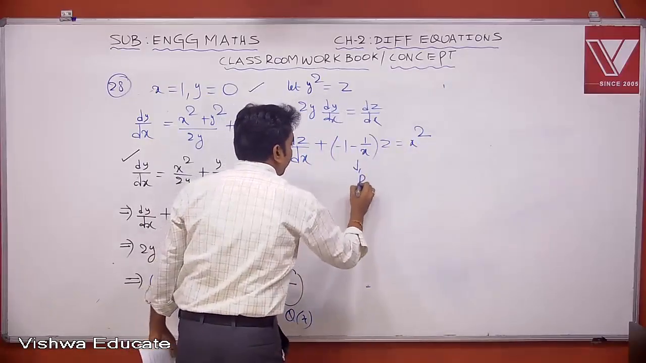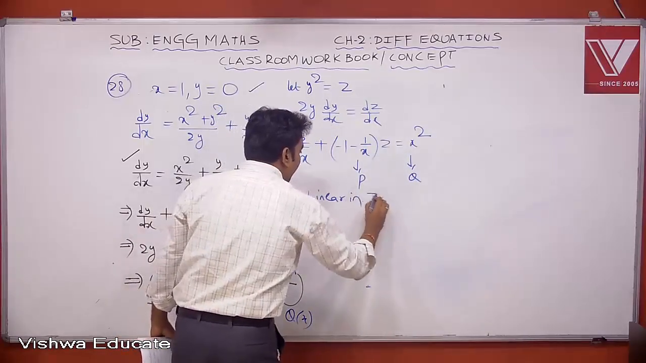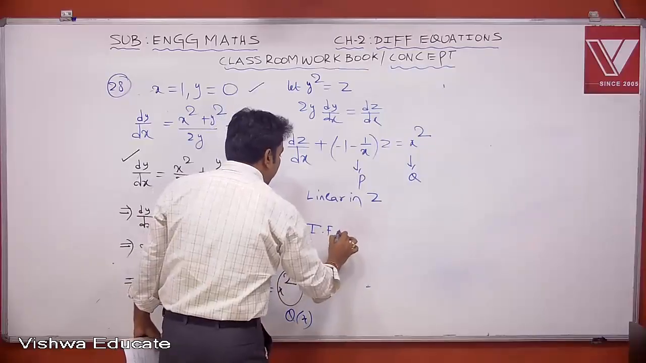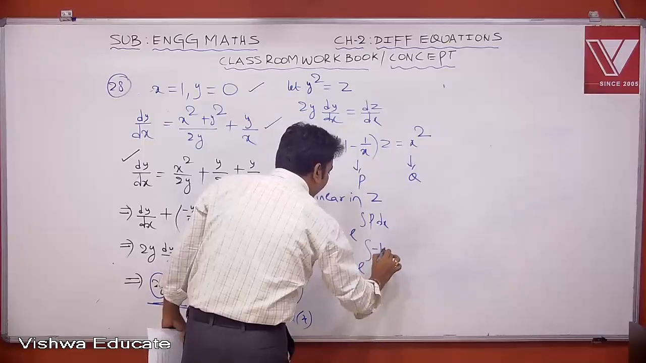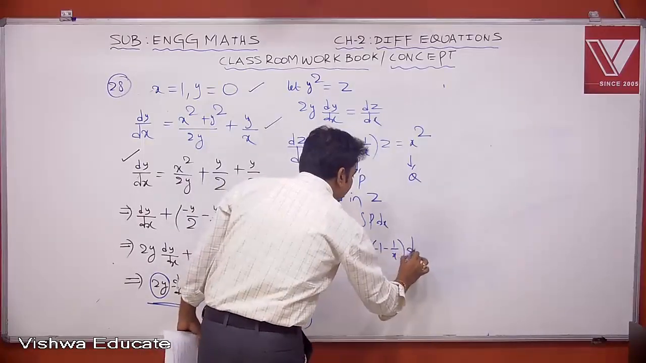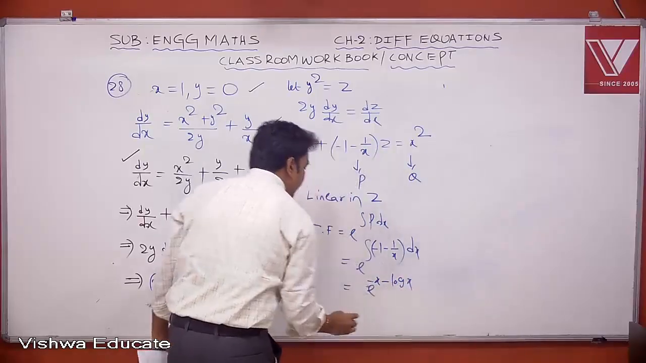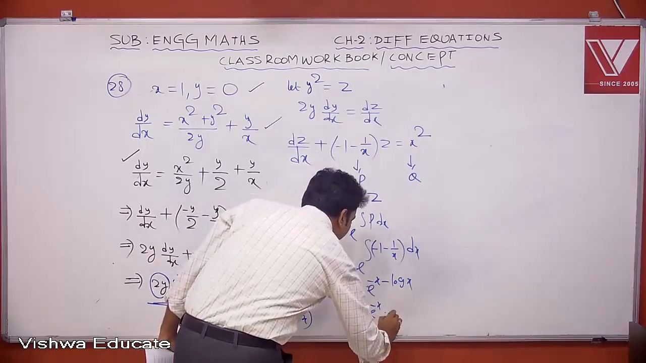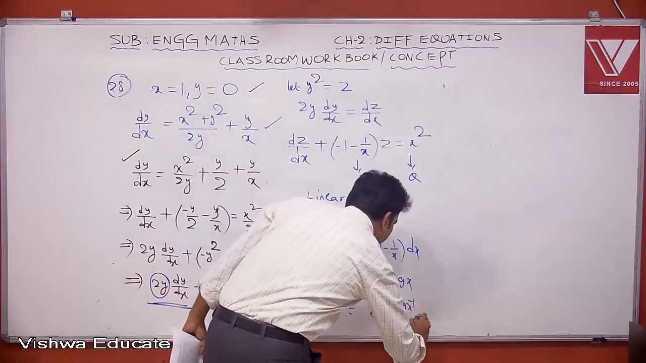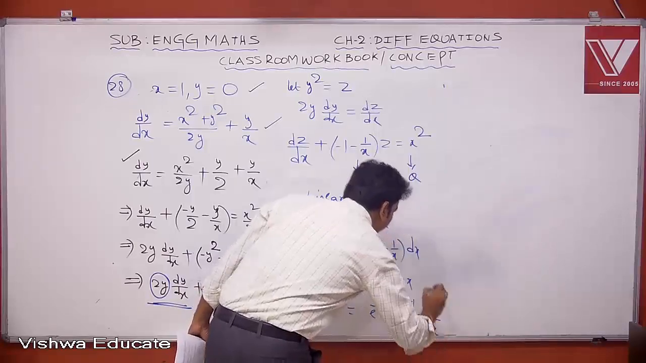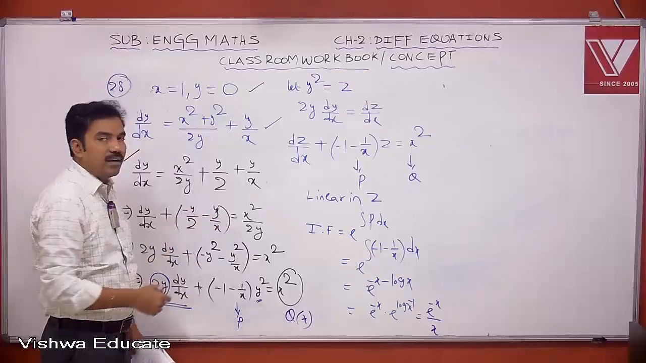So therefore this is p and this is q. So it is linear in z. So what is the integrating factor? e power integral p dx. So this is e power integral minus 1 by x into dx. So therefore this is e power minus log x. So therefore this is e power minus log x, which is e power log of x inverse. So therefore this is 1 by x. Therefore this is the integrating factor of this equation, 1 by x.